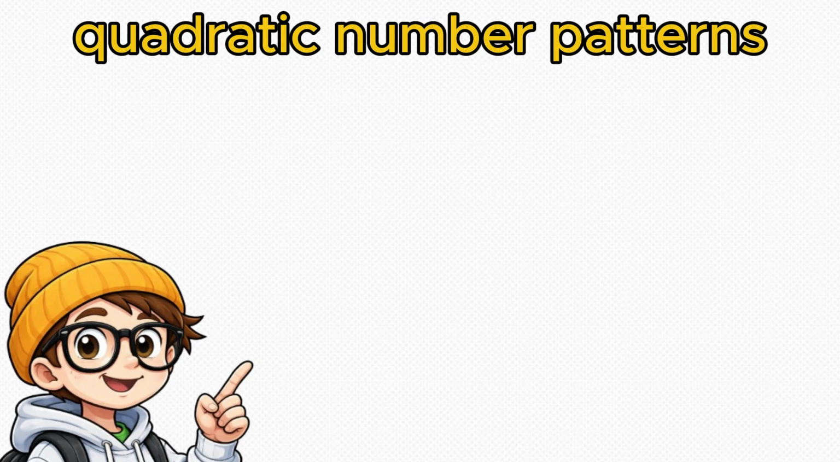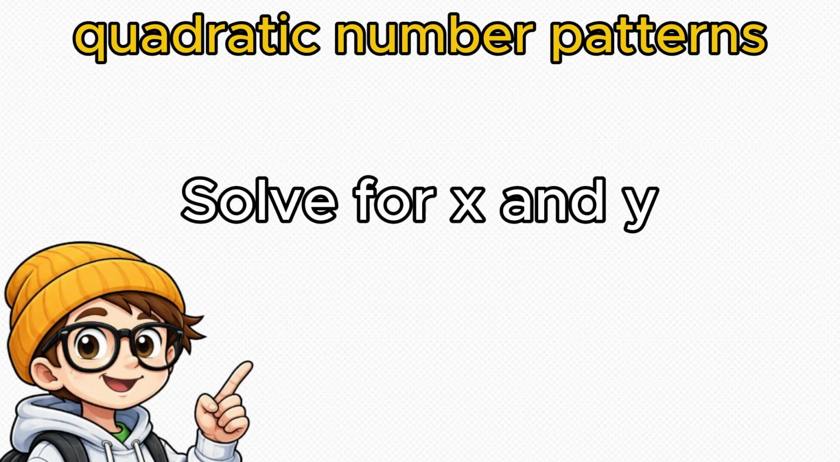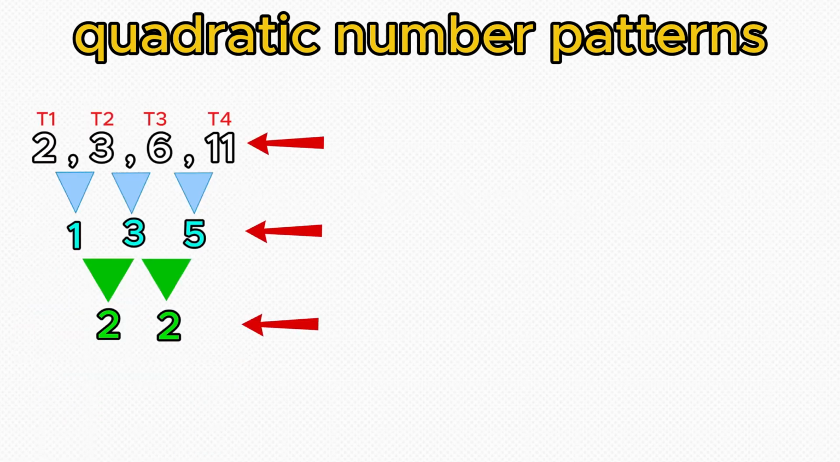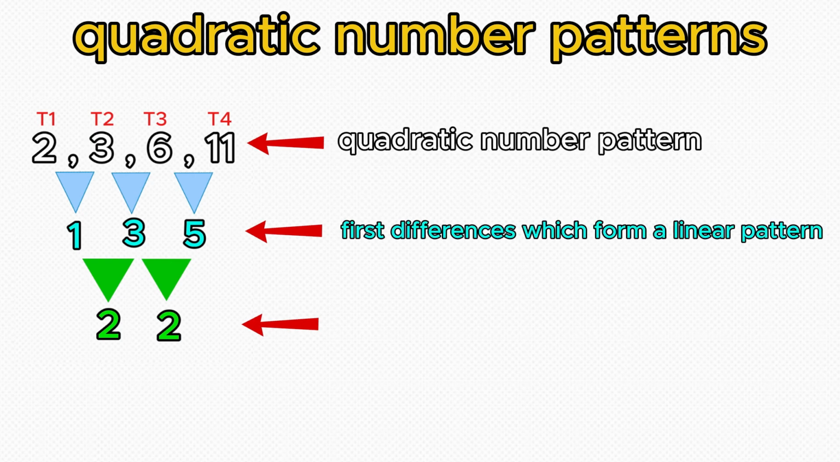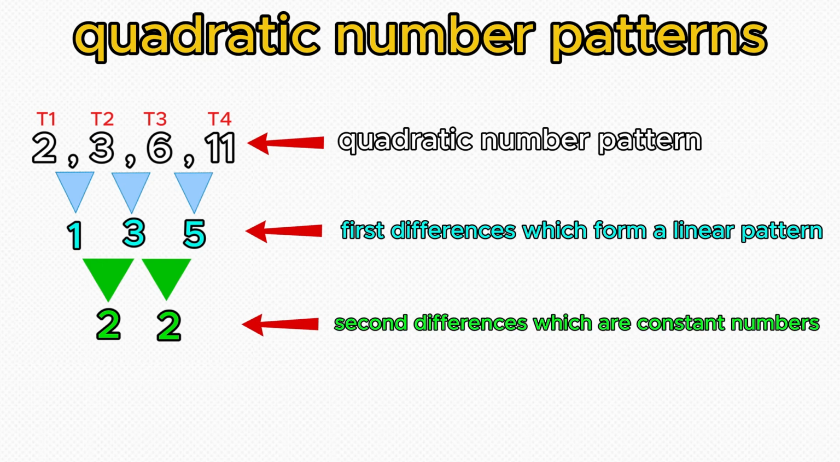Today we're continuing with quadratic number patterns. And in this lesson, we're going to learn how to solve for x and y in a quadratic number pattern. Before we start, let me quickly explain something. The main line is our quadratic number pattern. The blue line represents the first differences, which form a linear pattern, and the green line shows the second differences, and these numbers stay constant.